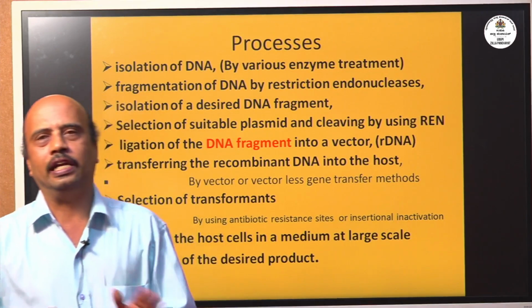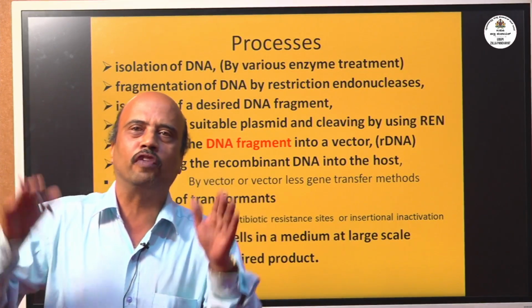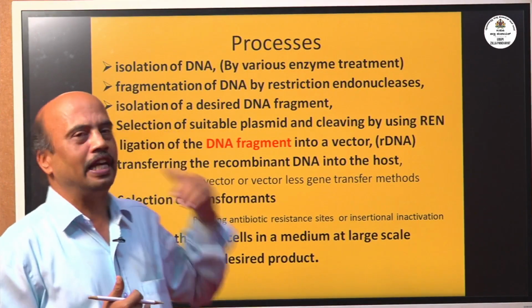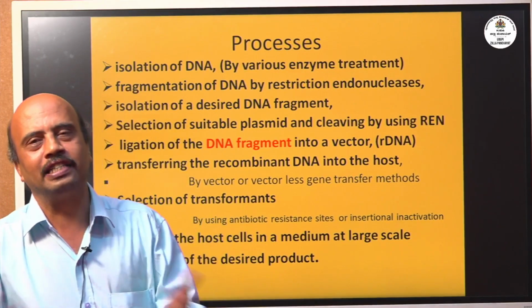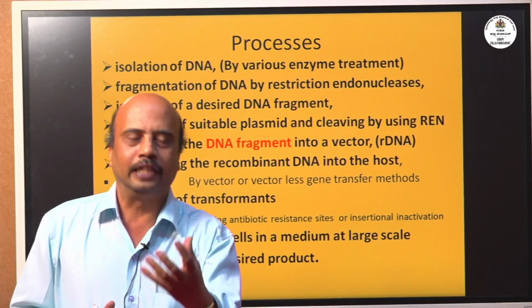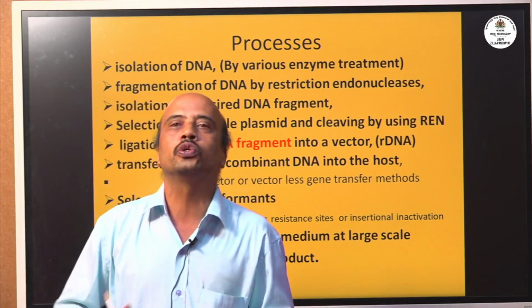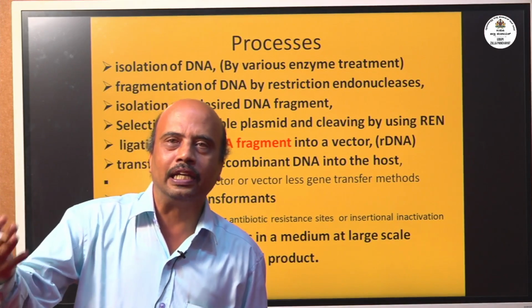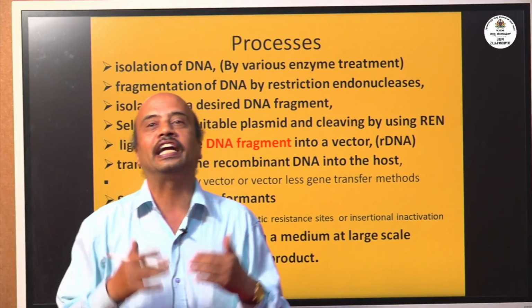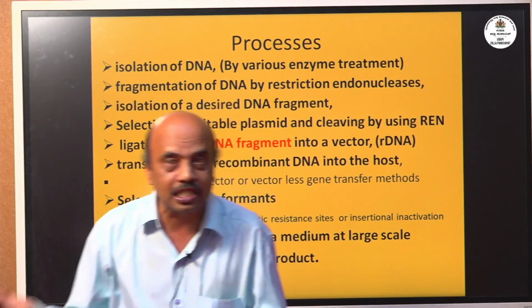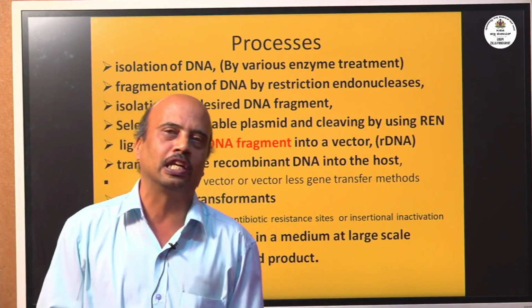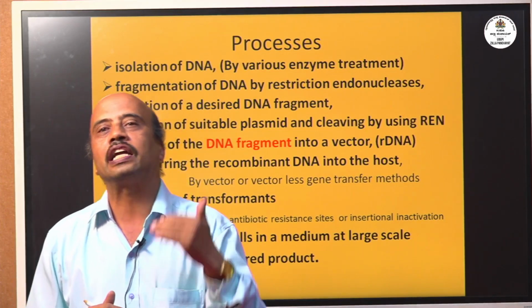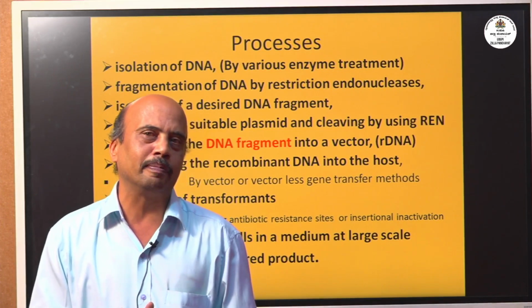Then the processes, the broad outline of procedures that we follow during biotechnological operations. They are isolation of DNA by various enzymes. For example, if we use the DNA from a plant cell, we have to use cellulase enzymes to degrade the cell wall. If we use the DNA from fungi, we have to use chitinase, that is the enzyme to degrade the fungal cell wall. If we use bacteria from which DNA is required, we have to use lysozyme, that is the enzyme that degrades the bacterial cell wall.